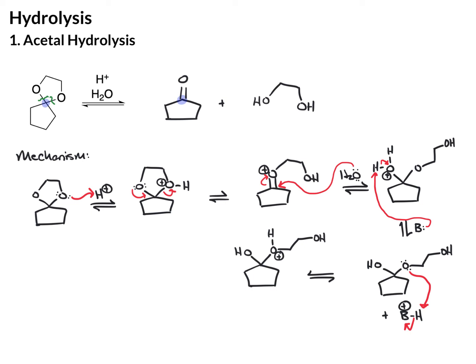Now, if you had wanted, it would be totally acceptable, in my opinion, to just use a lone pair on this oxygen, grab a proton, and just directly go to this protonated form. That's a shortcut for the proton transfer.